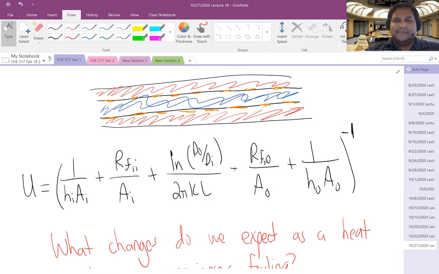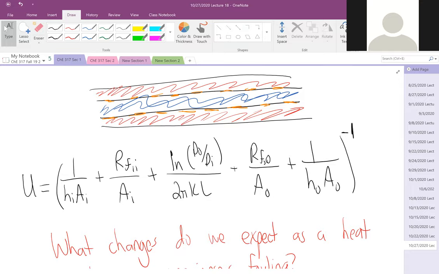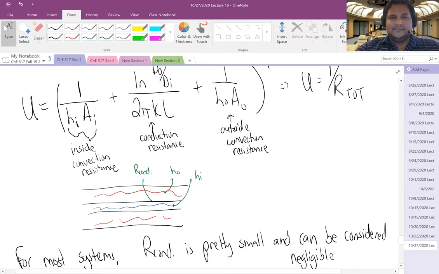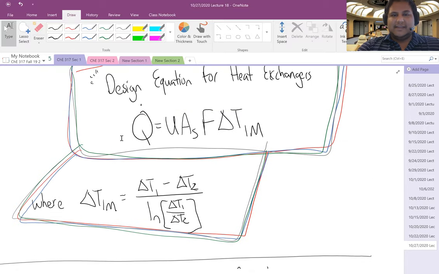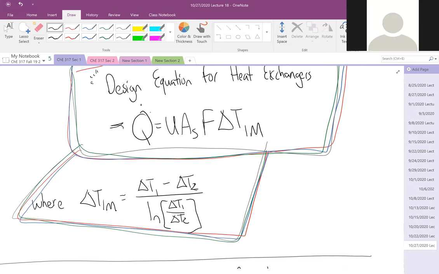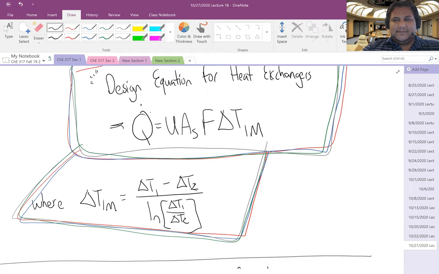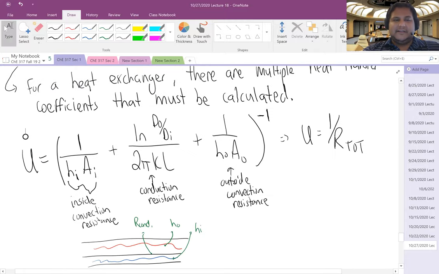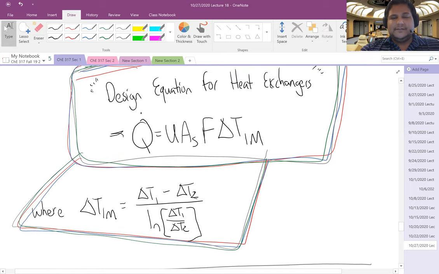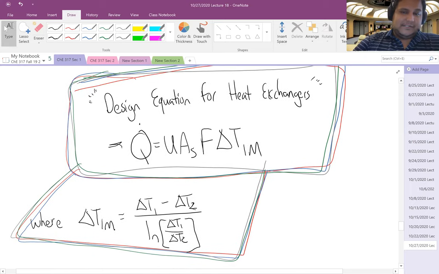Well, let's take a look at the equation. If my R values in my giant U equation increase, what's going to happen to my U value? I guess it'll go down. All right, so if my U value goes down, what's going to happen to my Q as governed by this design equation? It'll decrease, right? Yeah, my Q is going to decrease. All right, and so the fouling is going to cause a decrease in heat transfer rate for my heat exchanger. Because my resistance goes up, my overall heat transfer coefficient falls. And if my heat transfer coefficient falls, my U goes down, so does my Q.